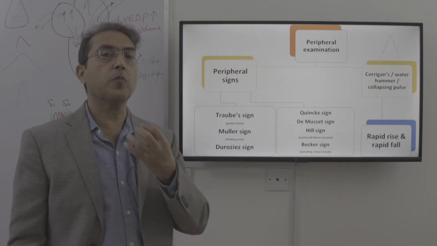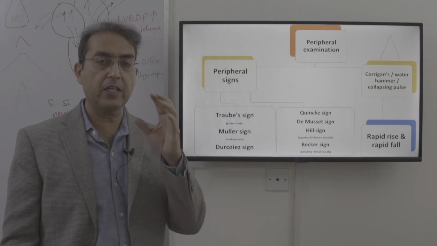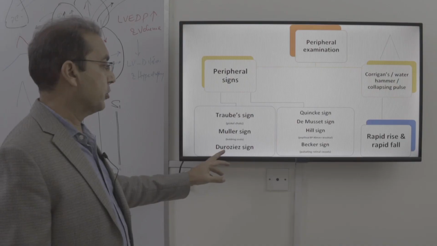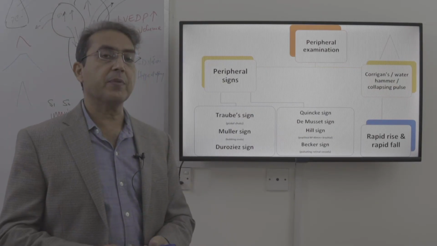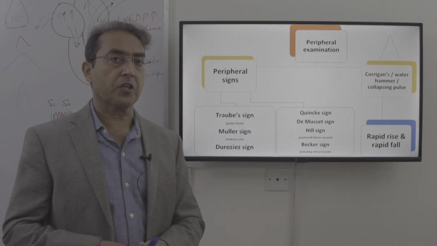Muller sign is when you open the patient's mouth and you see the uvula. The uvula beats with every pulse. So this is called Muller sign. Then the patient may have Duroziez sign or Duroziez murmur. This is a diastolic murmur which can be heard over the femoral artery. So this is characteristic of aortic regurgitation.